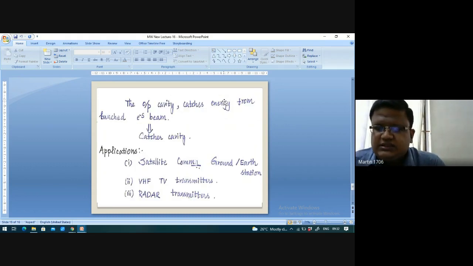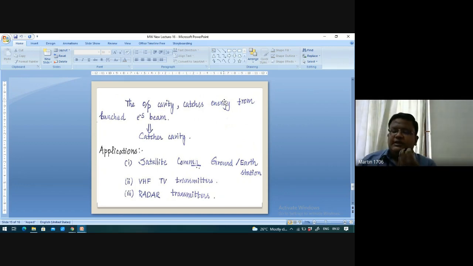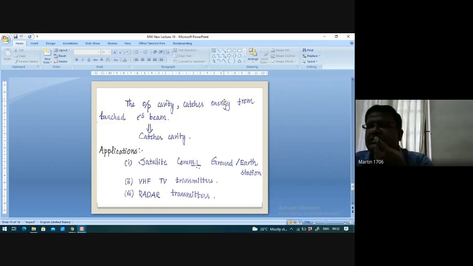Okay. So thus the output cavity catches the energy from the bunched electron beam. That is why it is called the catcher cavity. Like this, the process takes place for the reflex klystron amplifier. Similarly, for the oscillator also it is the same. Okay. So there are two different topics in your syllabus. One is the two cavity klystron and another one is the reflex klystron oscillator.